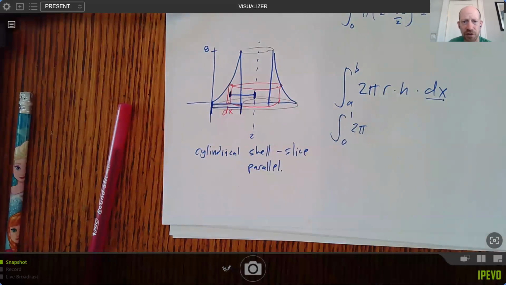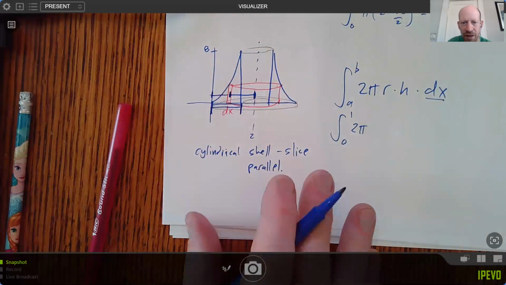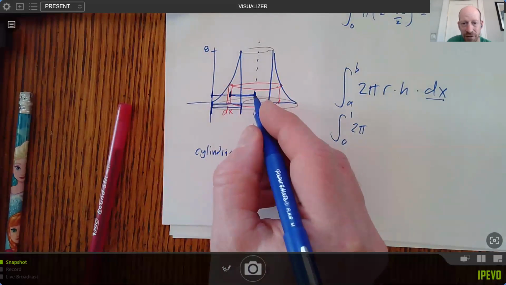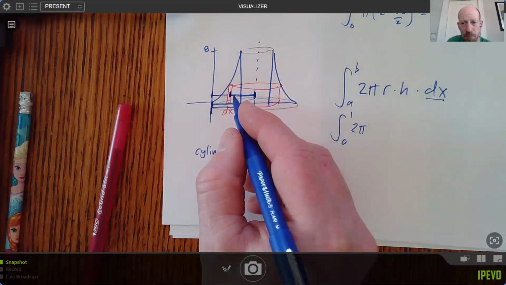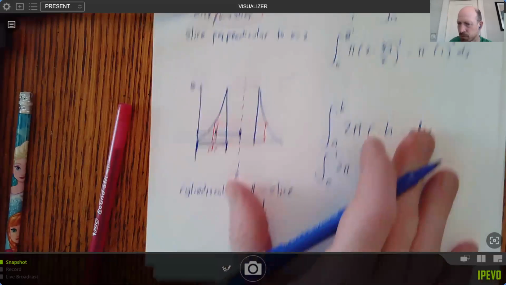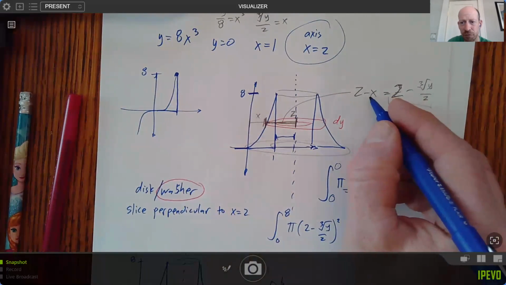The radius is this distance. This is exactly the same calculation I made before on the last problem. So this radius distance is 2 minus x. But unlike before, I don't have to change the x around. Right, there's the 2 minus x we found before.